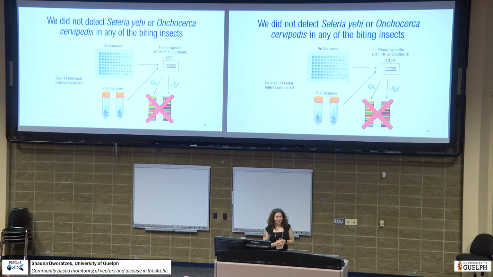So we did not detect any of the parasites we were looking for, Setaria tundra or Onchocerca cervipedis, and we tested over 11,000 individuals. We also conducted a positive control analysis to ensure that our primers worked even with high concentrations of insect DNA and low concentrations of nematode DNA. So we're fairly confident that they're not in the insects in these regions at this time.